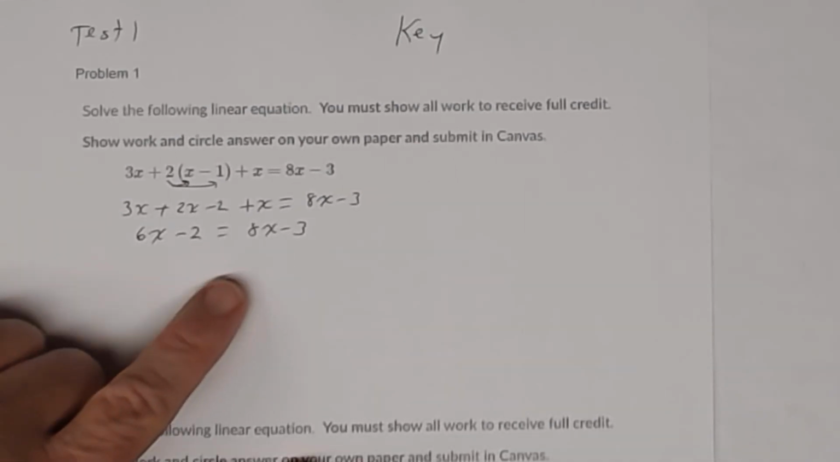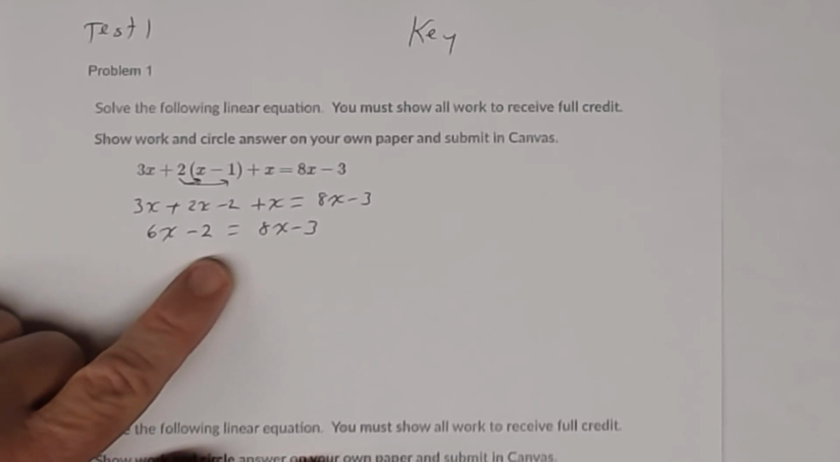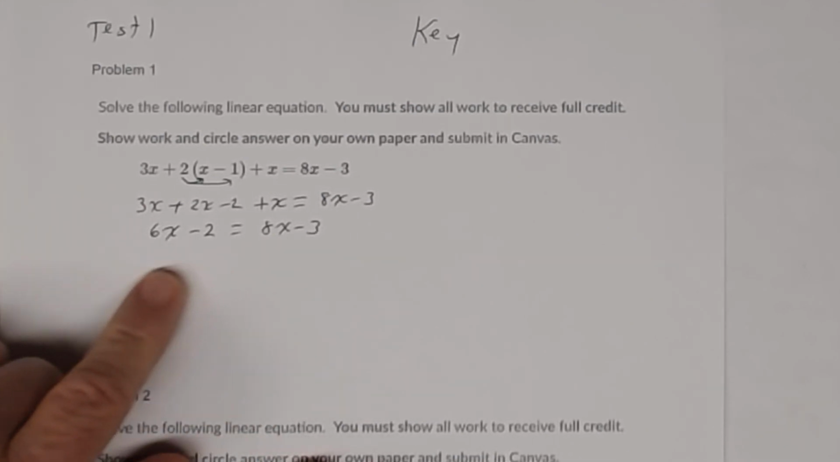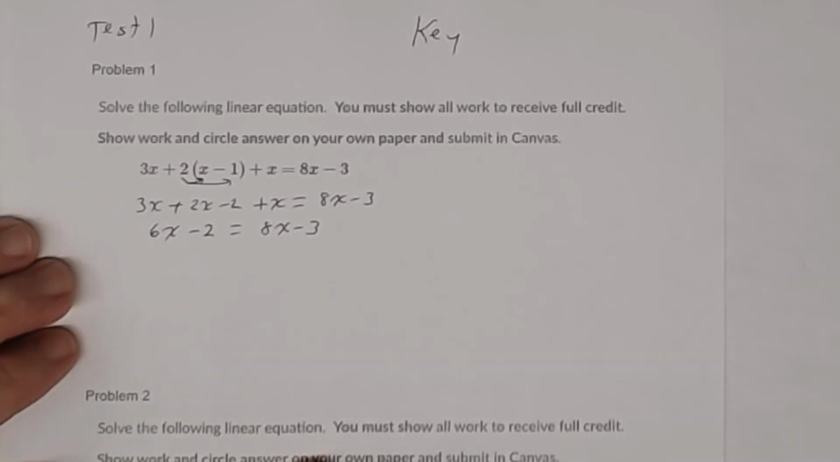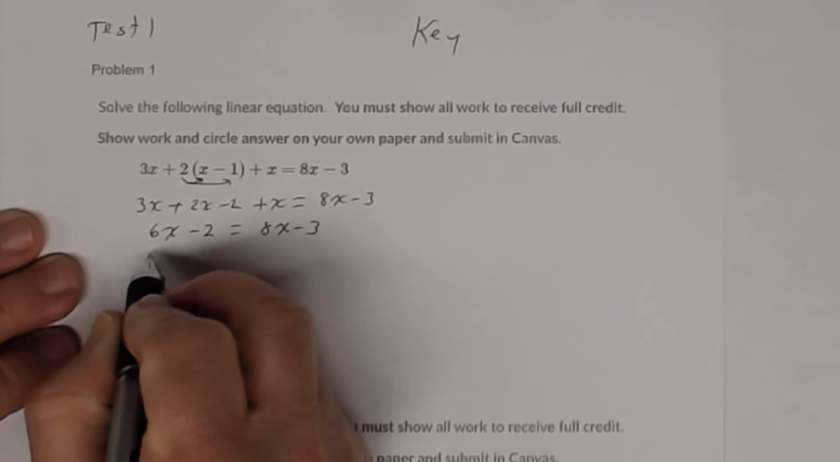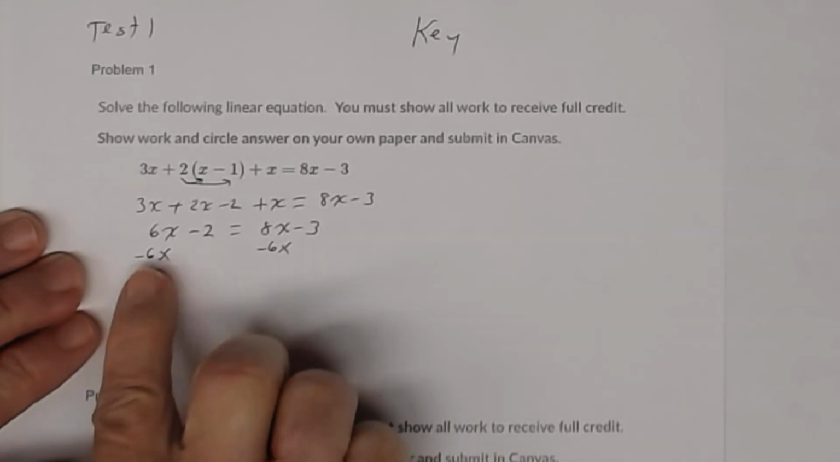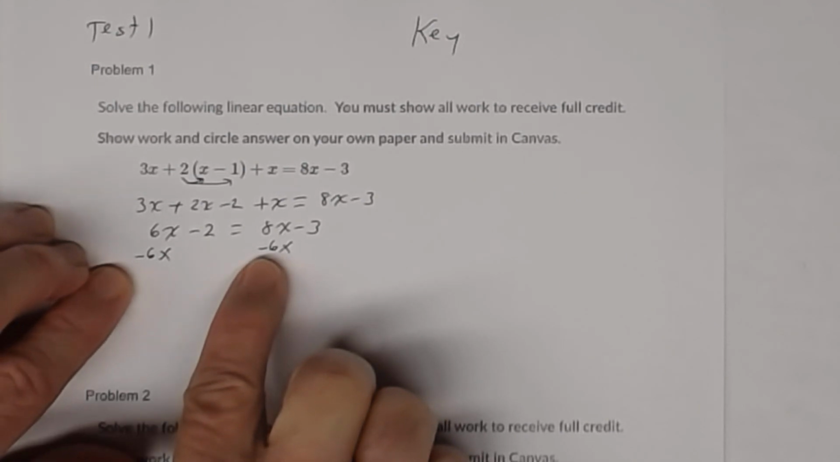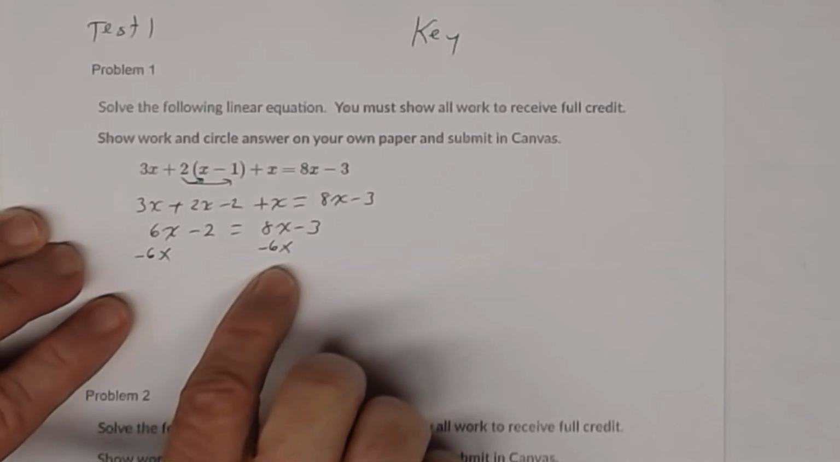All right, and so at this point, to continue solving this linear equation, I can bring the variables to the left or the right. It does not matter. I'm going to go ahead and bring the variables to the right-hand side. So I'm going to go ahead and subtract 6x from both sides. And remember, what you do to one side, you do to the other. And I'm aligning the like terms to help me with combining like terms.